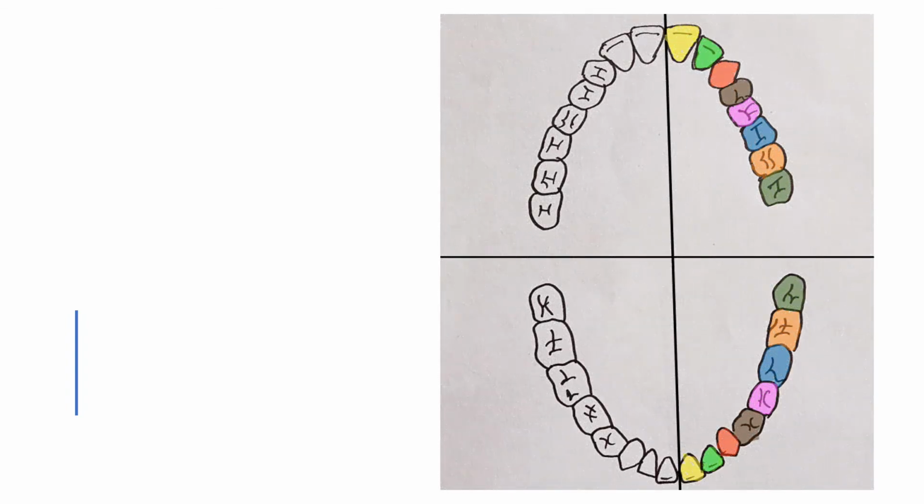Now coming to the second factor, which is the horizontal line. So what is a horizontal line? First we'll consider an oral cavity. When we consider an oral cavity, a horizontal line is a line that divides the upper and the lower jaw. The upper jaw, as we all know, is the maxilla, and the lower jaw is the mandible. That is a horizontal line.